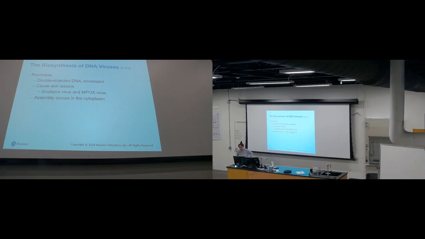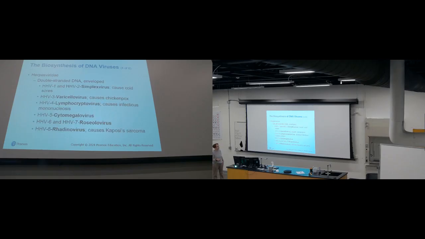Another DNA virus, one of the gigantic DNA viruses, we have poxviridae. That's a family. So they are double-stranded enveloped viruses and cause skin infections. Like we have smallpox virus and monkeypox virus, or mpox. So their assembly, in this case for these DNA viruses, occurs in the cytoplasm. They produce a very typical cytopathic effect where they create clumps inside the cytoplasm and also inside the nucleus.